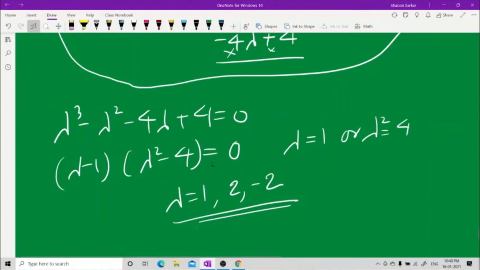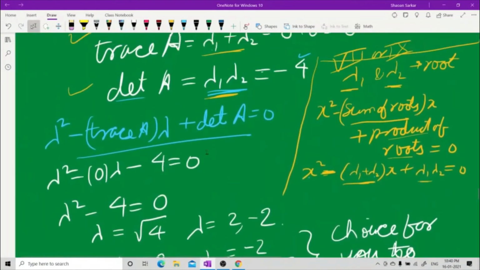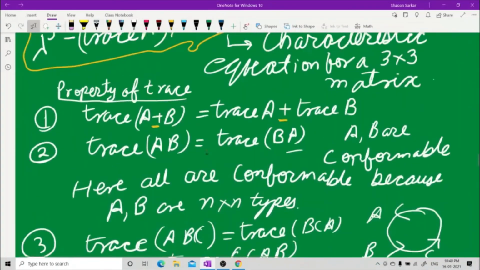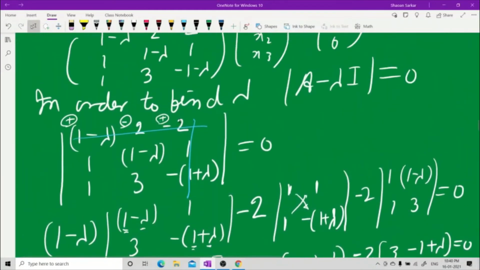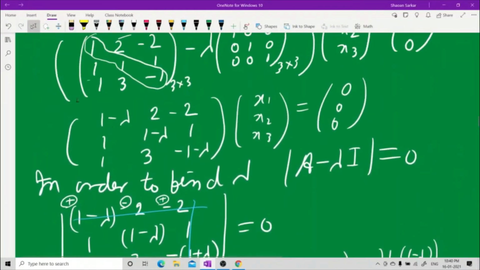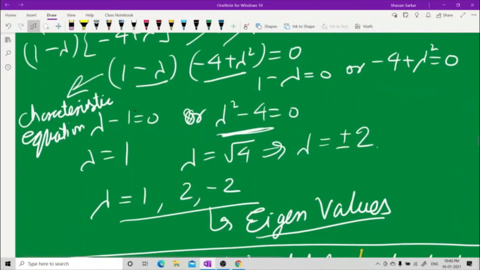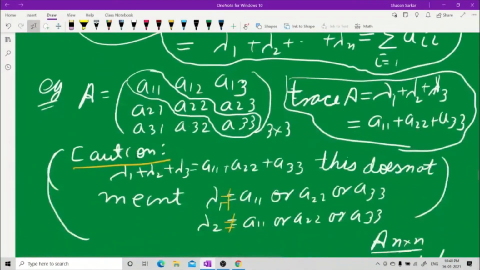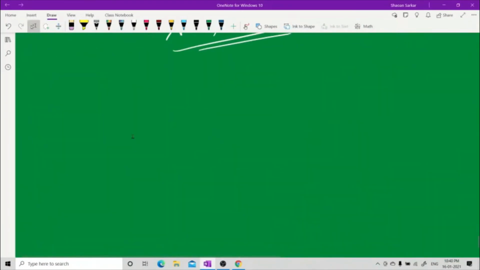Now you see, this method was a little shorter than this method of finding all this. You can see the determinant and all this stuff here. In order to find lambda, you have to do all this. So I'll tell you one more shortcut method, but I'll be using some trick. Now you see what trick I use.